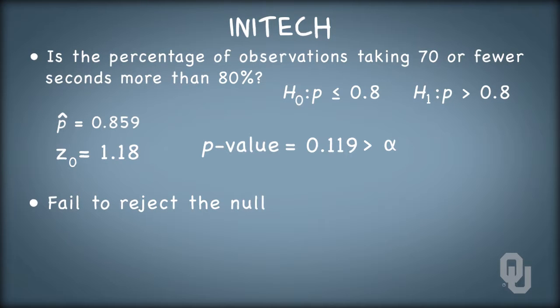We can't conclude that the percentage of tasks taking 70 seconds or less is greater than 80%, even though our sample percentage was 85.9. 0.859 and 0.8 just aren't different enough from each other when compared to the variability in sample size for us to conclude that the proportion is greater than 0.8.